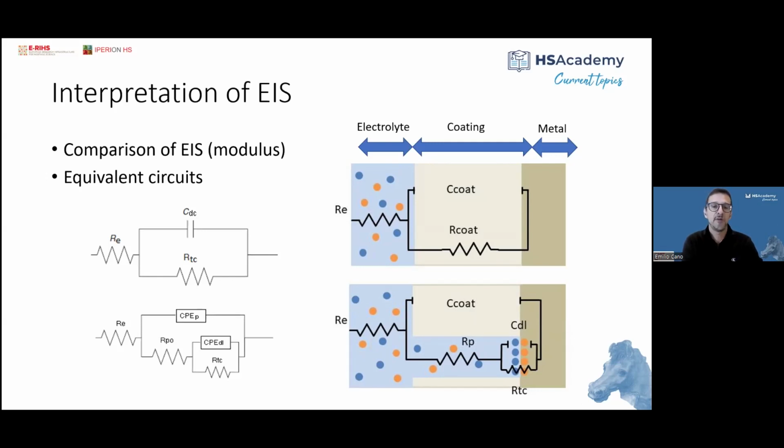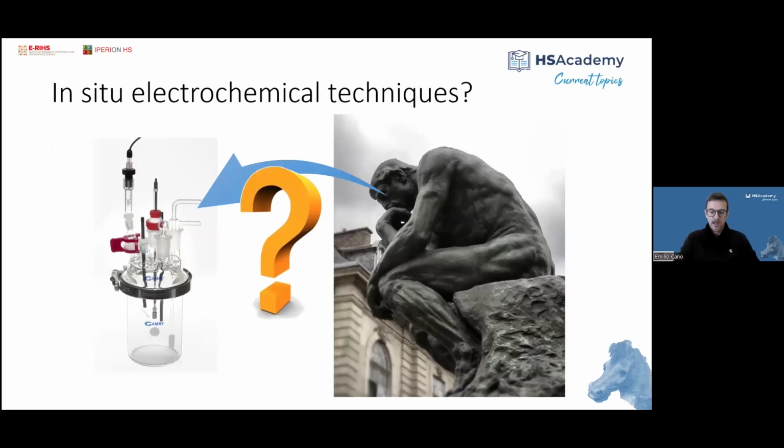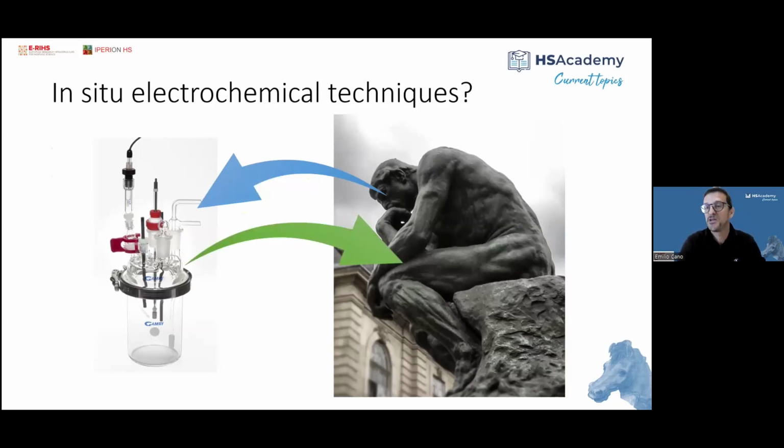So I am not going much more into detail of this, just to let you know what this is about. Now, I mentioned that we can use these techniques in situ, but you might be thinking, how can we take a whole statue into this electrochemical cell? Of course, we cannot. So what we have to do is the opposite: take the cell to the statue. This is not easy and has a lot of practical complications, mainly managing and handling a liquid electrolyte.